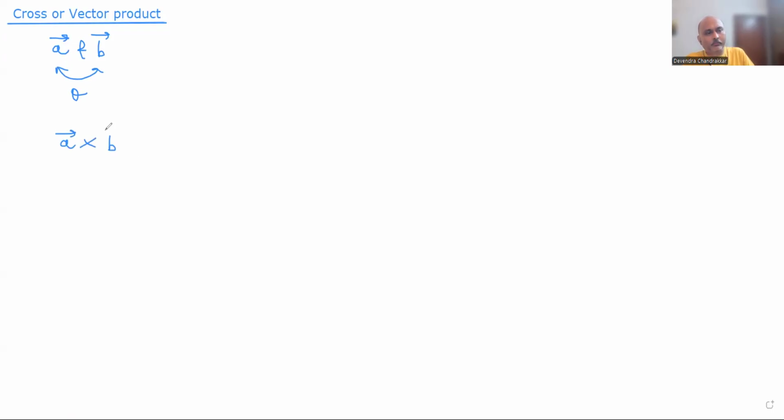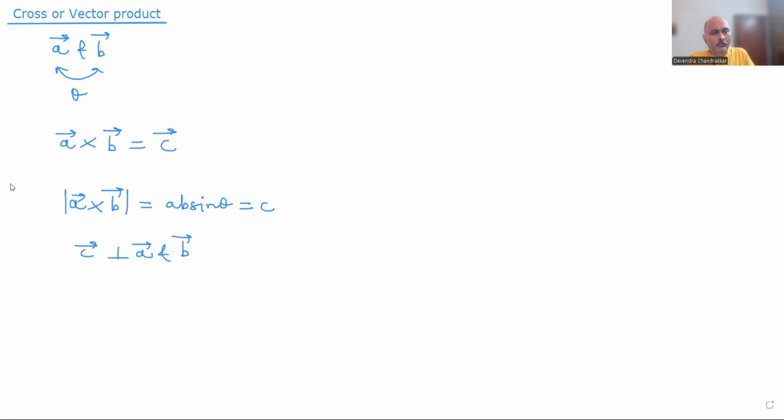So we have A cross B as a vector C. The magnitude of this vector A cross B is equal to AB sine theta, which is also the magnitude of vector C. Vector C is perpendicular to both vector A and B.